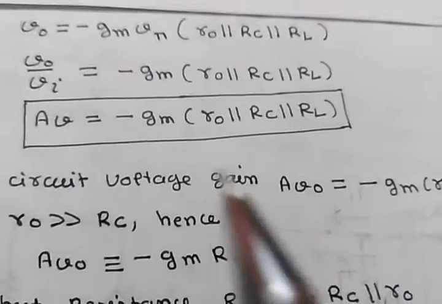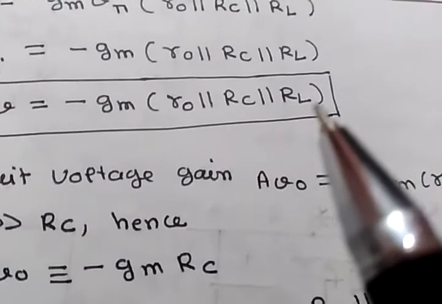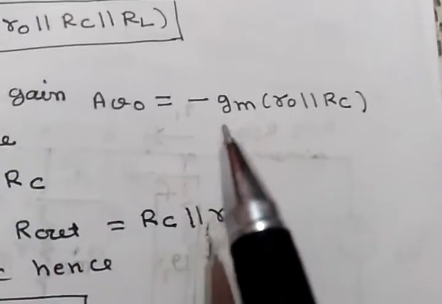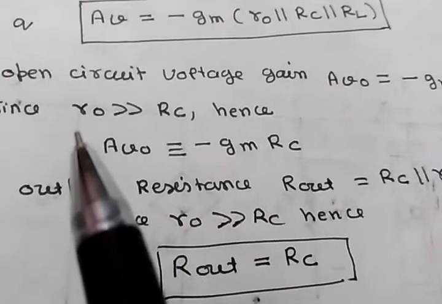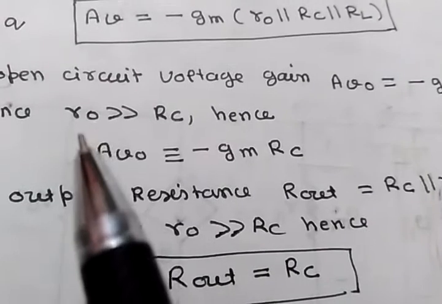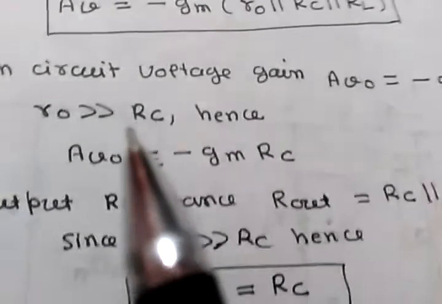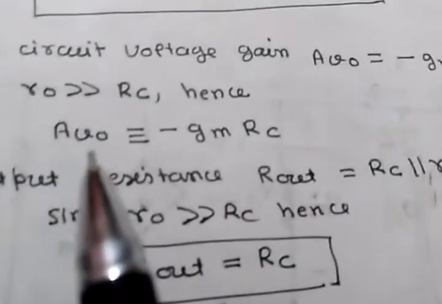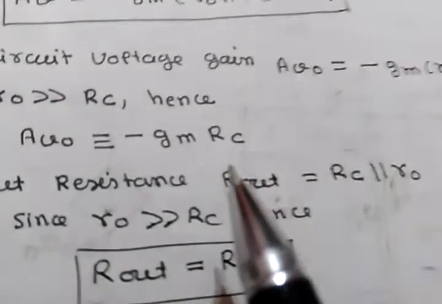Now we will find open circuit voltage gain. Remove the load resistance RL from the circuit. In this way the open circuit voltage gain will be Avo equals minus Gm Ro parallel Rc. Now we already know the output resistance of transistor is greater than collector resistance. So on applying this condition in this expression, we can write open circuit voltage gain as Avo equals minus Gm Rc.